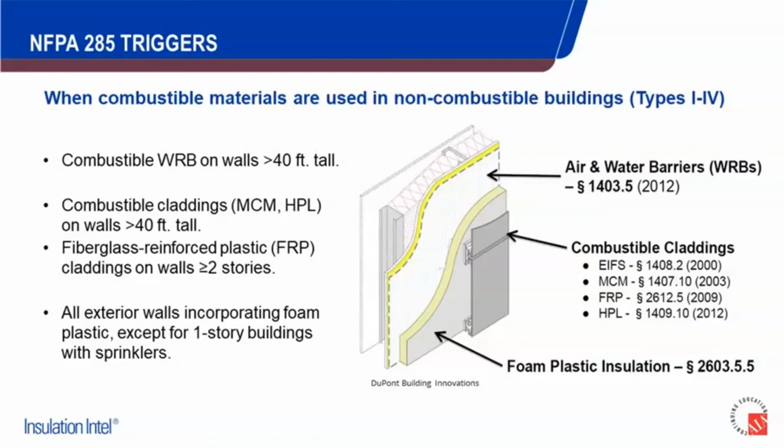Combustible claddings are listed there with the various years they were adopted into code as trigger points for NFPA 285: EIFS, composite metal panels, fiber reinforced panels, high pressure laminates, et cetera. And then of course, foam plastics, called out at the bottom, have been in there from inception, whether EIFS or your polyiso, your CI. That's where this whole test was born out of, so they've always been subject to it. A couple of exceptions I'm calling out there on the left.